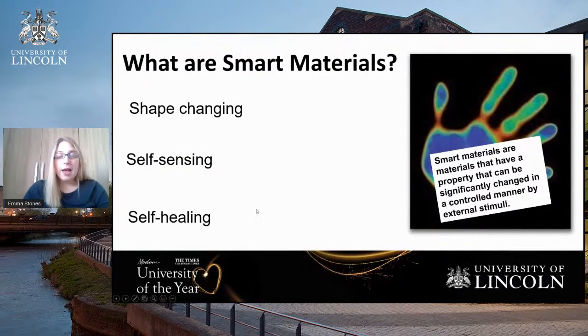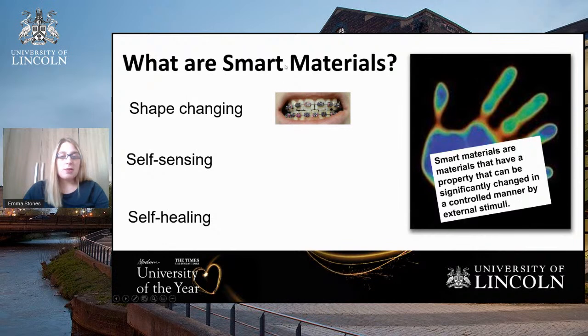So to begin with, I have a definition of smart materials. Smart materials is basically any material that has a property that can be changed and controlled by some sort of external stimulus. Importantly, this is a change that is reversible, and there are loads of different stimuli that can affect materials. These are some different categories of smart materials that I've got on the screen at the moment. They can be shape changing, they can be self-sensing, they can even be self-healing. So just some examples of those.